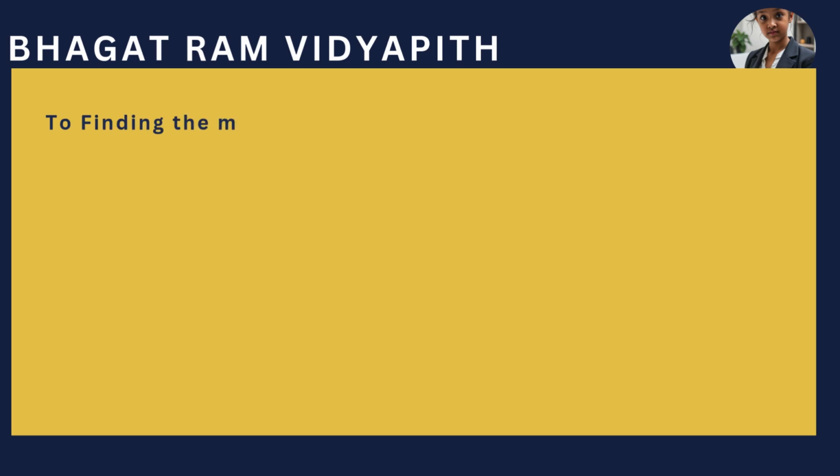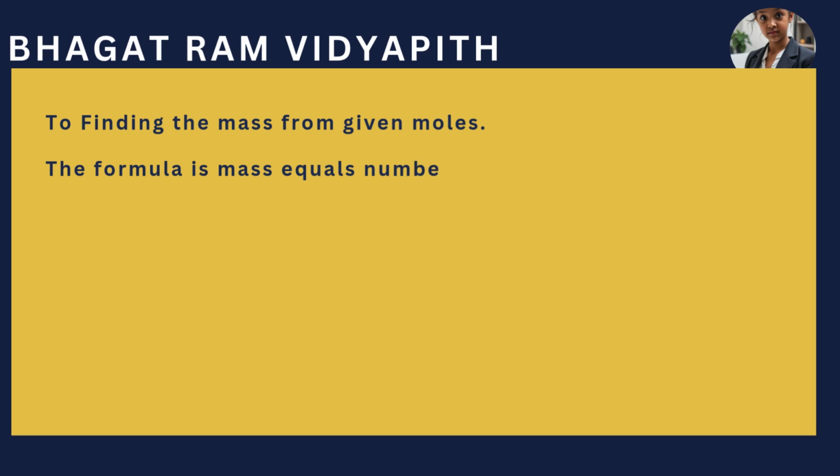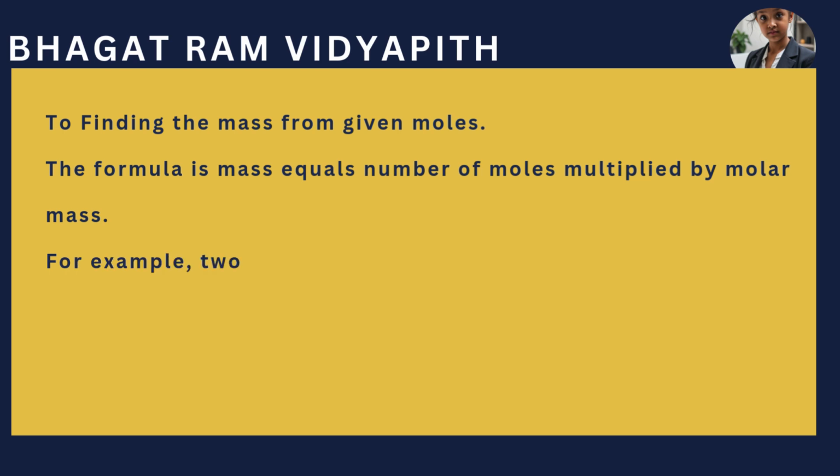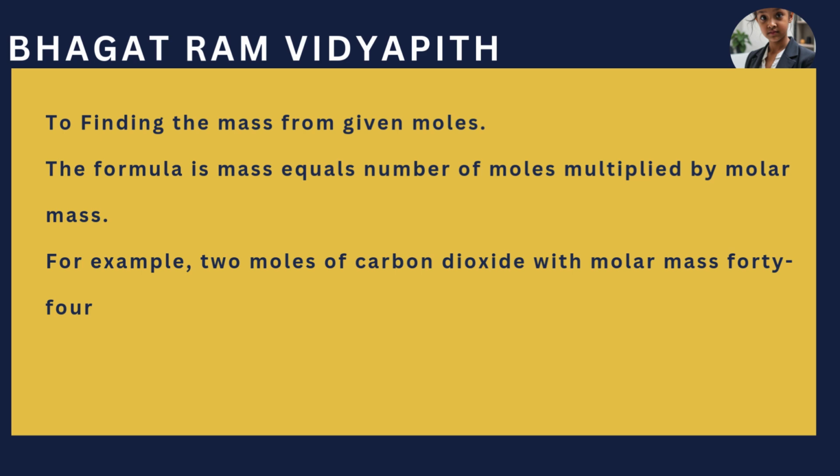Finding the mass from given moles, the formula is mass equals number of moles multiplied by molar mass. For example, 2 moles of carbon dioxide with molar mass 44 grams per mole will weigh 88 grams.